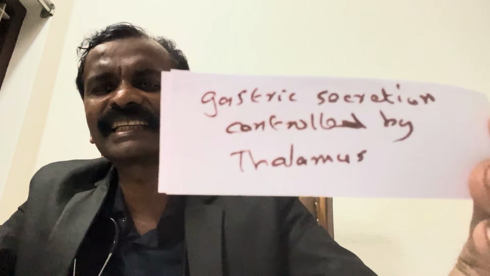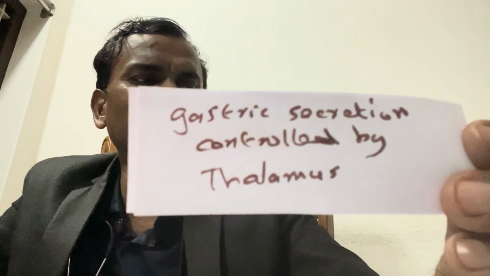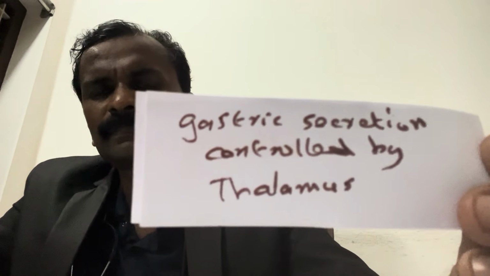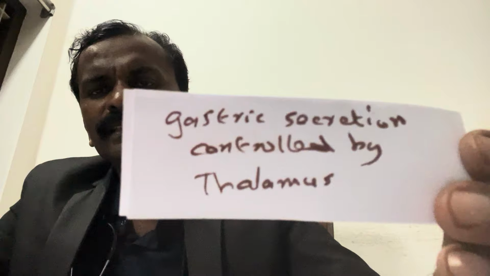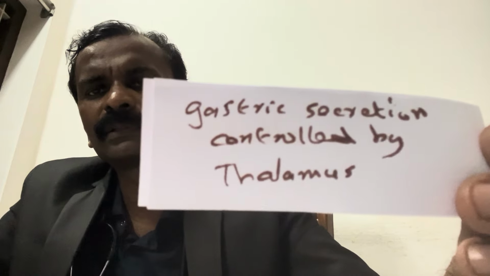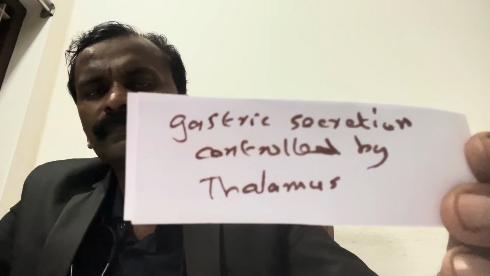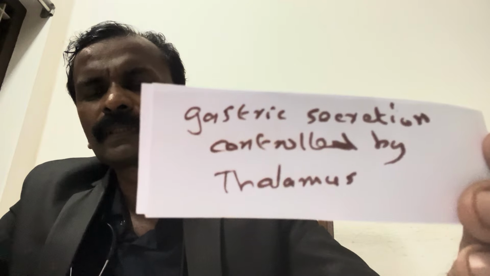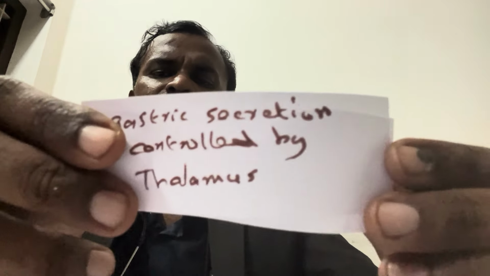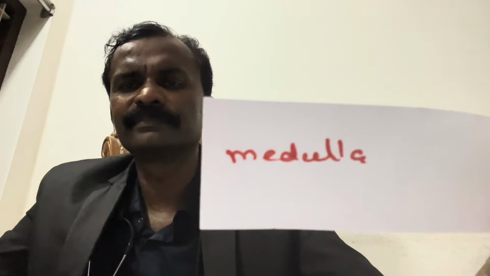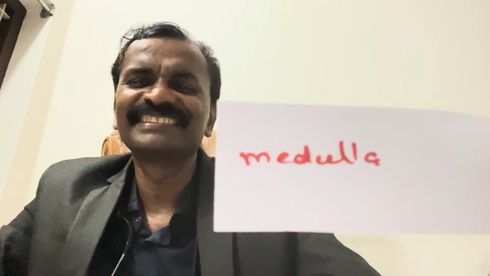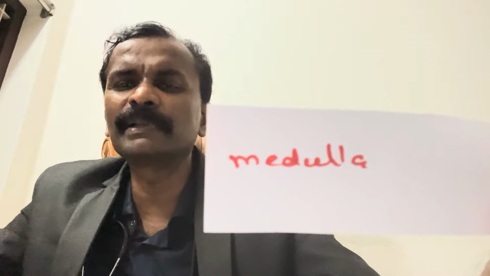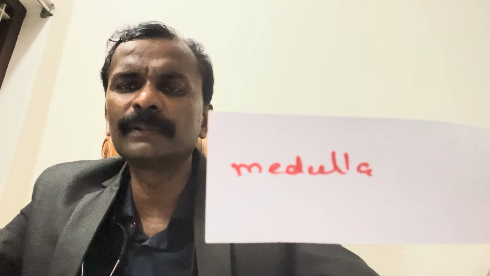Gastric secretion is controlled by thalamus. True or false? Gastric secretion controlled by thalamus. True or false? Medulla. Gastric secretion is controlled by medulla.